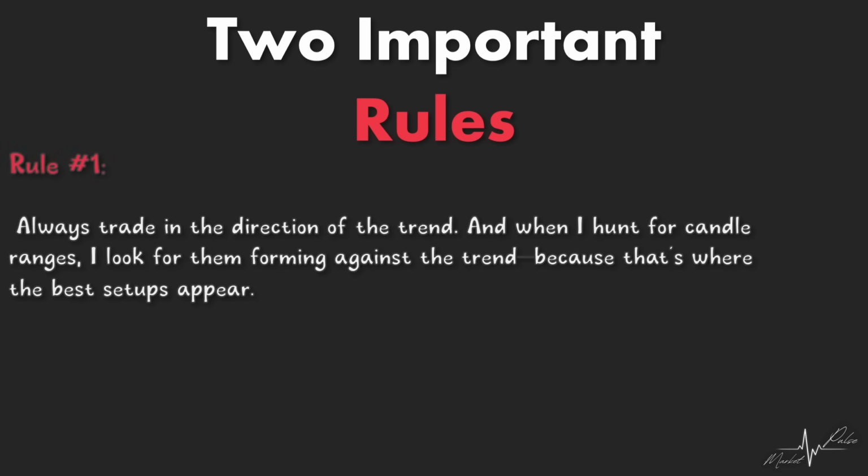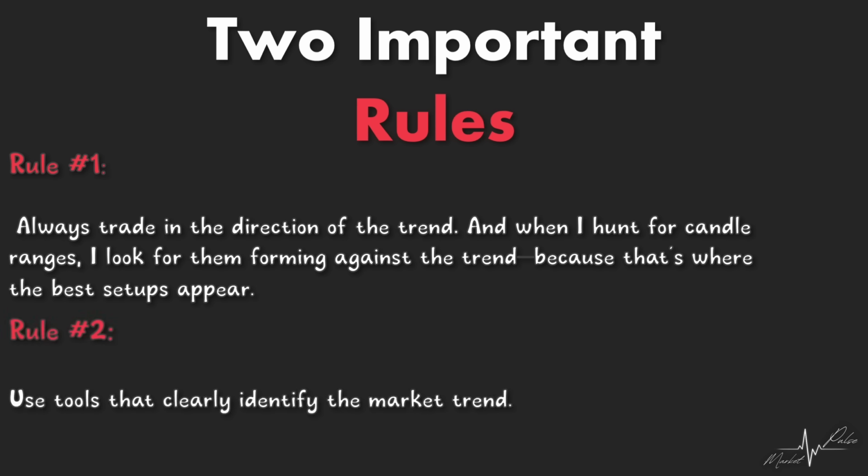Rule number 1, always trade in the direction of the trend. And when I hunt for candle ranges, I look for them forming against the trend, because that's where the best setups appear. Rule number 2, use tools that clearly identify the market trend. This way, I enter trades with high confidence, knowing that there is a tool, and if I make a mistake, the tool will not. And most of the time, I close the week with solid profits.